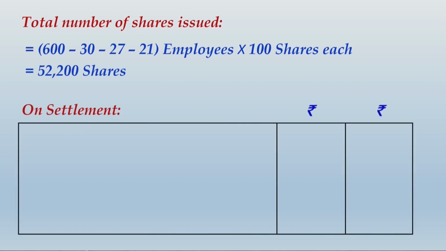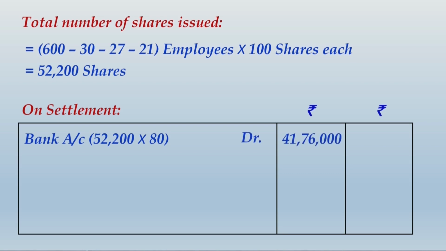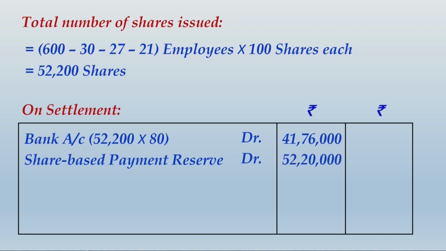Now on settlement, the employees will be paying rupees 80 per share. So 52,200 into 80 is the amount by which you will write bank account debit, and that is 41,76,000. And share based payment reserve will be fully debited over here, whatever you have created, and that was 52,20,000. If you would want to verify this amount, it is basically nothing but 52,200 shares multiplied by the fair value at the grant date, which was 100.